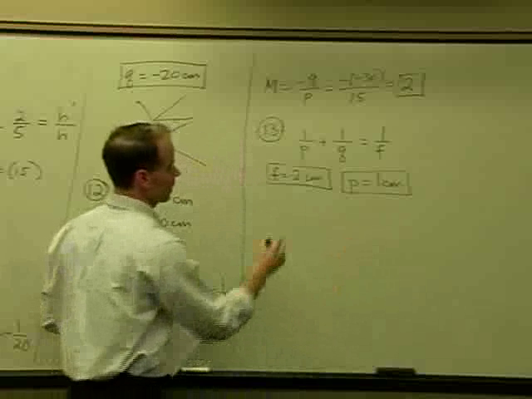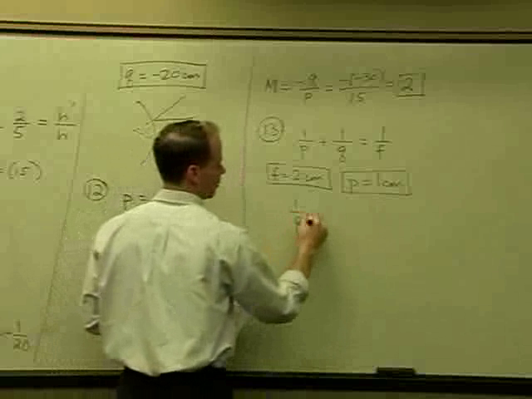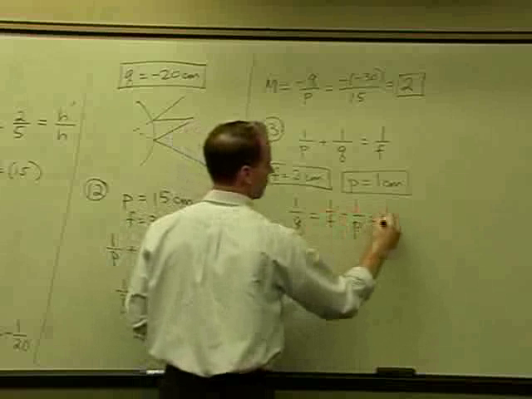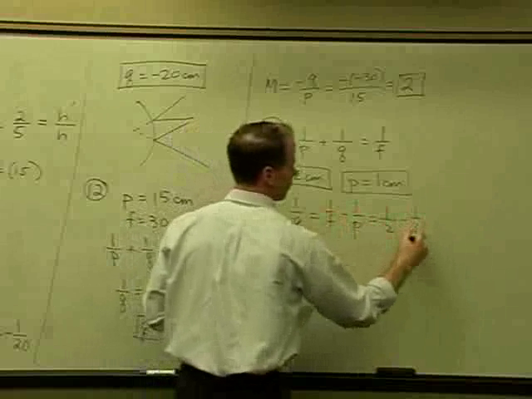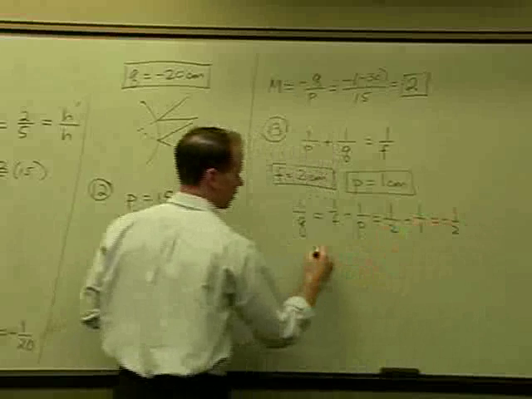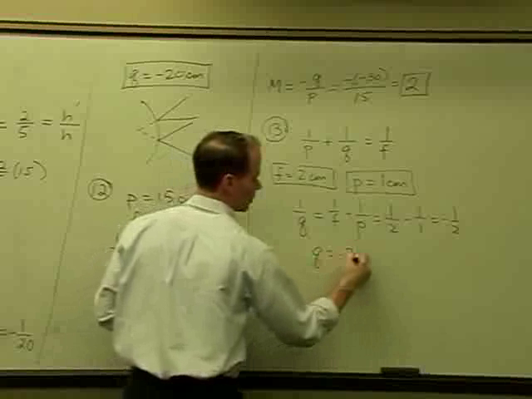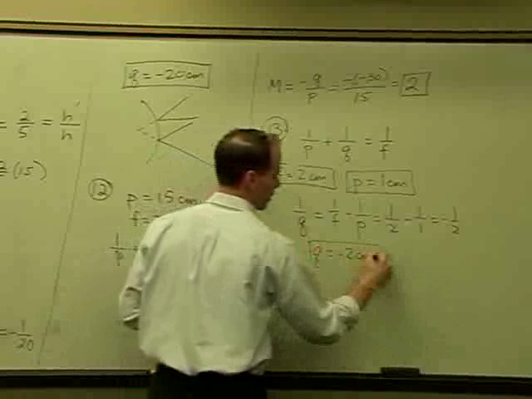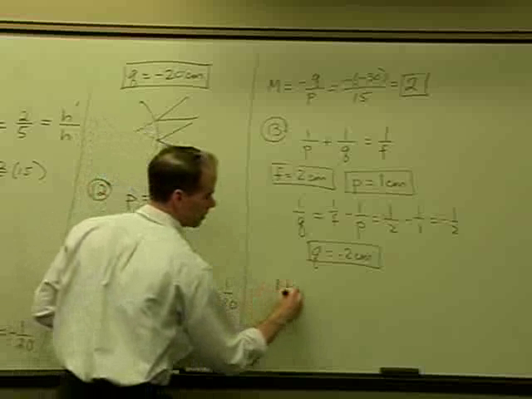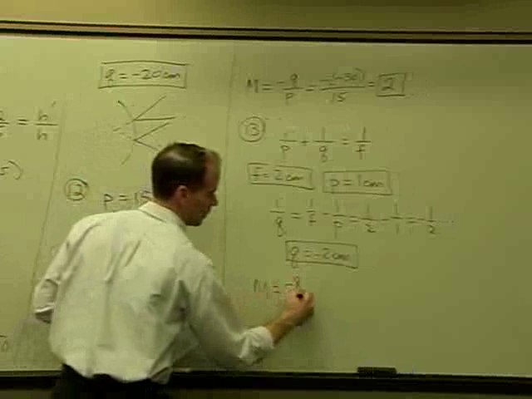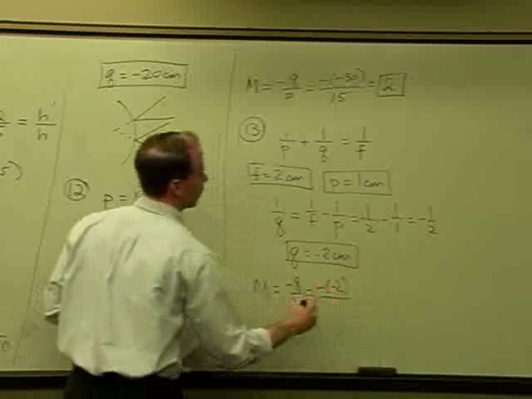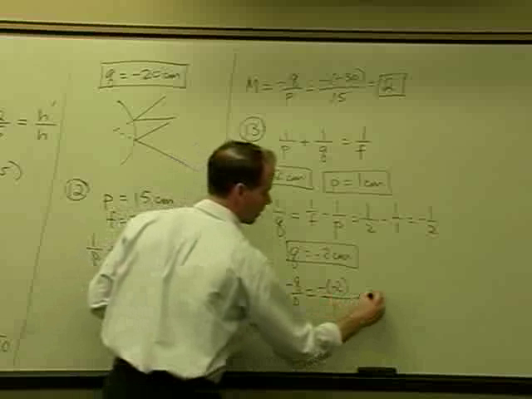We'll solve this for q. So we have 1 over q will equal 1 over f minus 1 over p, which would be 1 over 2 minus 1 over 1, which would be a negative 1/2. So q will equal a negative 2 centimeters. And hence our magnification, which is a negative q over p, will be a negative negative 2 over 1, or 2.